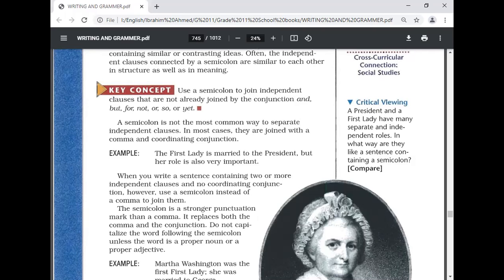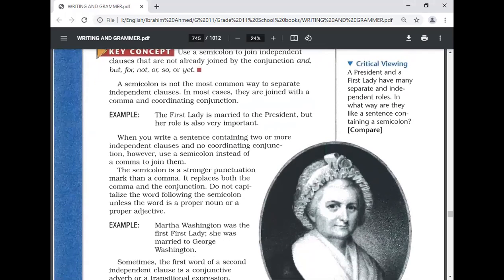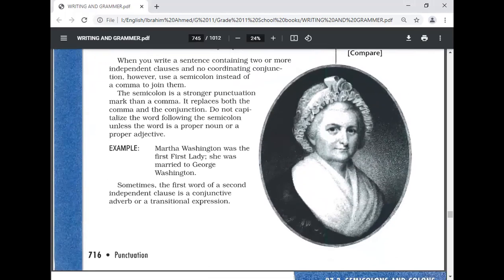So when you write a sentence containing two or more independent clauses and no coordinating conjunction, use a semicolon instead of a comma to join them. Okay, so again, a semicolon equals a comma plus a conjunction. The semicolon is a stronger punctuation mark than a comma. It replaces both the comma and the conjunction. Do not capitalize the word following the semicolon unless the word is a proper noun or a proper adjective.